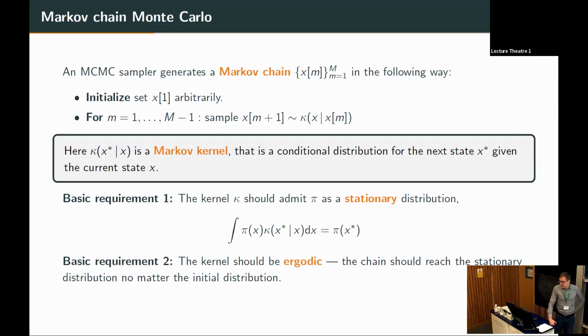And the second basic requirement is really just that this kernel should be such that it allows us to move towards pi. It needs to be able to explore the state space in some way. And more formally, we say that the kernel should be ergodic. We'll not go into details about this, but essentially you can think about it as it should reach pi from any initial distribution, so that it doesn't get stuck in some subset of the state space.